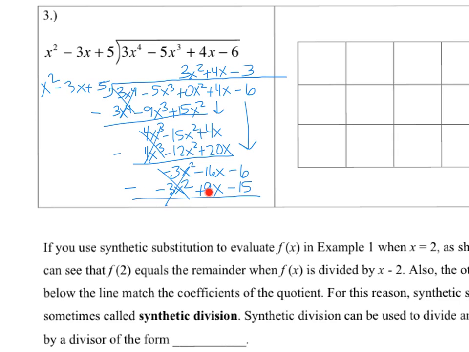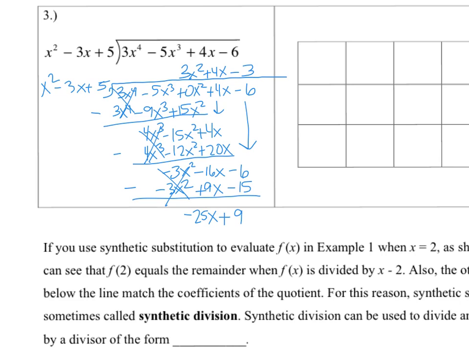Negative 16 take away 9 gives you negative 25x. Negative 6 take away negative 15 is really negative 6 plus 15, so you'd get positive 9.